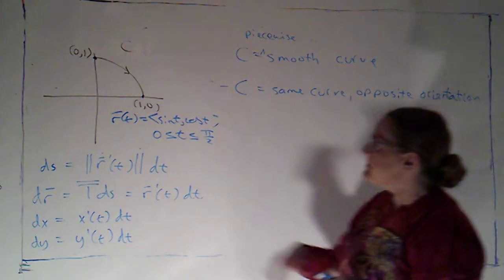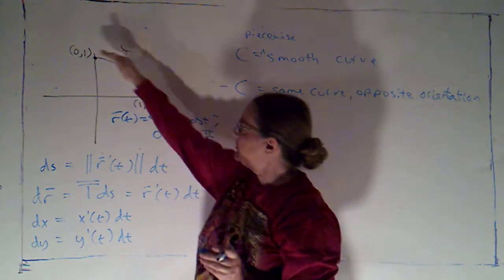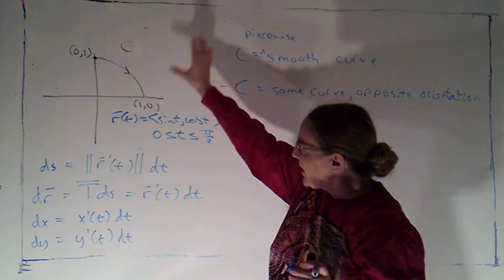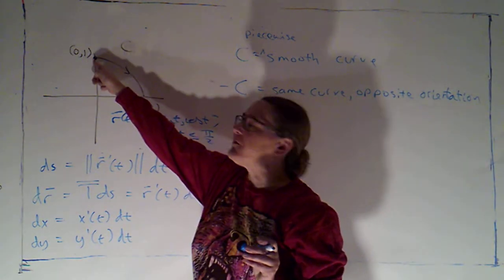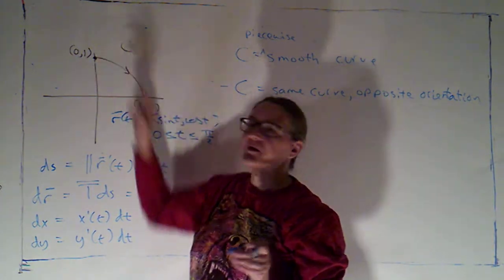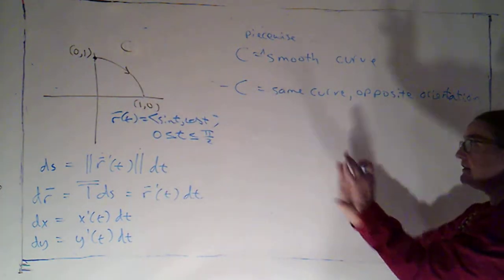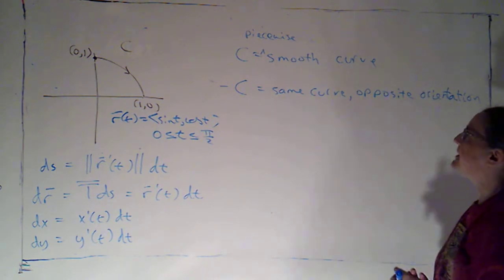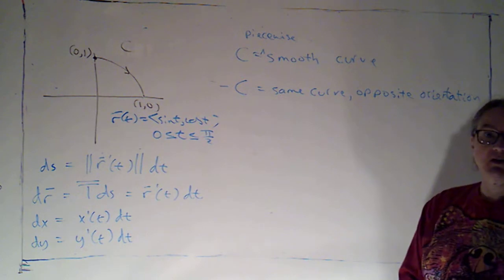So it's the same set of points. So if this is C, the opposite of C would still be the upper right quarter circle. It would just be going counterclockwise instead, so from (1, 0) to (0, 1). So same collection of points in 2-space or 3-space, depending where we are, in this case 2-space, but oriented in the opposite direction.